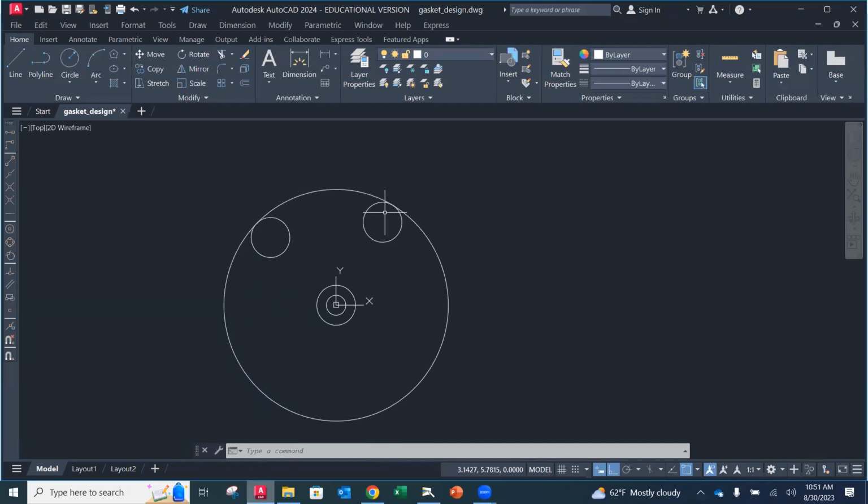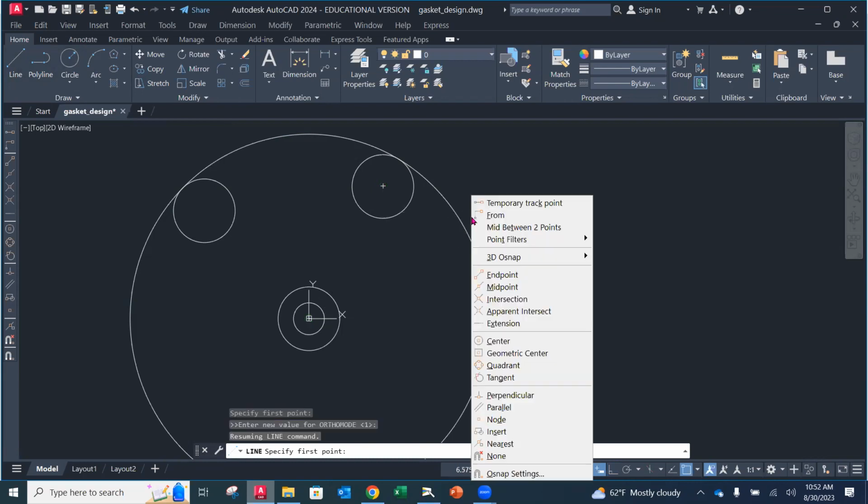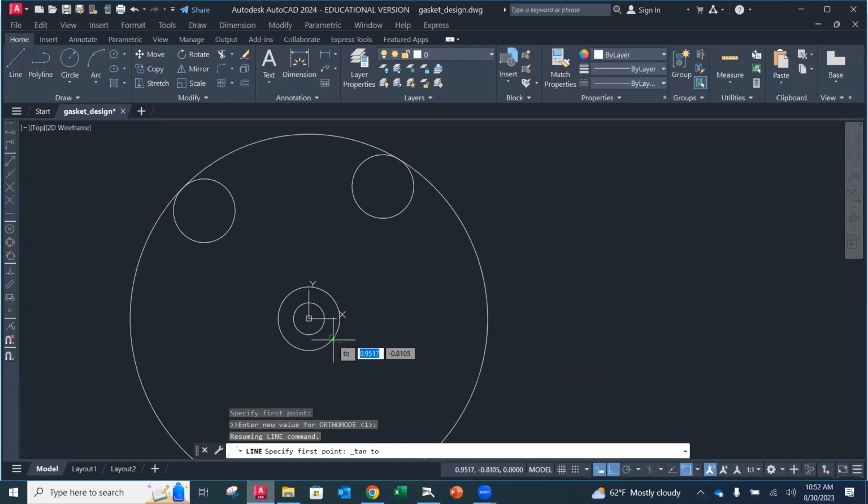Cool. So now I'm going to add my line going up here. To do that, it's going to be a line and it's going to start at the tangent point here and go to the tangent point there. So I'm going to do shift right mouse button, so it only focuses on tangent. And I'm going to start here at this tangent point, the outside portion. Don't go on the inside, go on the outside.